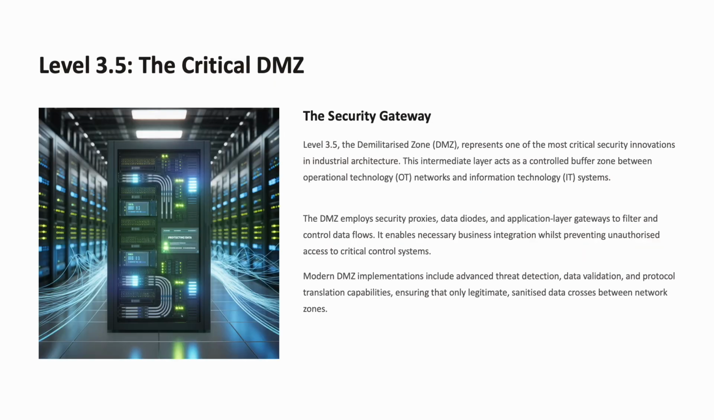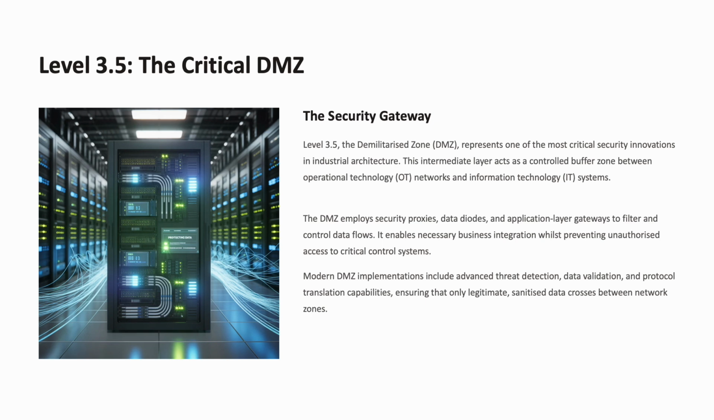As we move beyond core manufacturing operations, we reach one of the most important and innovative layers of the Purdue model, level 3.5, the demilitarized zone or the DMZ. The DMZ is all about security. Think of it as a highly controlled buffer zone that sits between the plant's operational technology network, the heart of industrial process, and the business focused information technology systems of the enterprise.